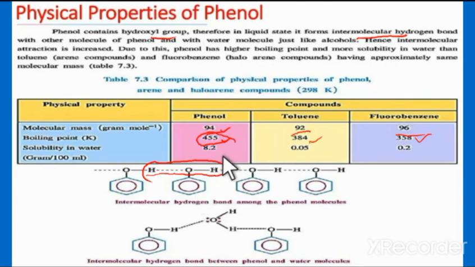Next, the solubility. The solubility of phenol is more when compared with the solubility of toluene as well as fluorobenzene. This is also due to hydrogen bonding. Phenol can form hydrogen bonds with the water molecule, so due to that it is soluble in water, whereas toluene and fluorobenzene are less soluble.